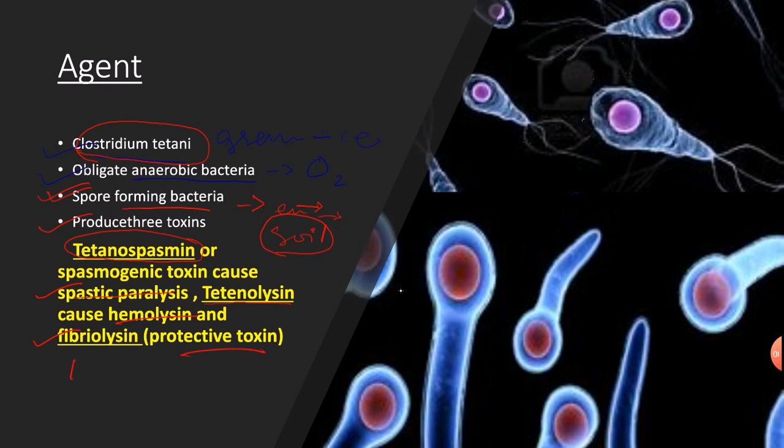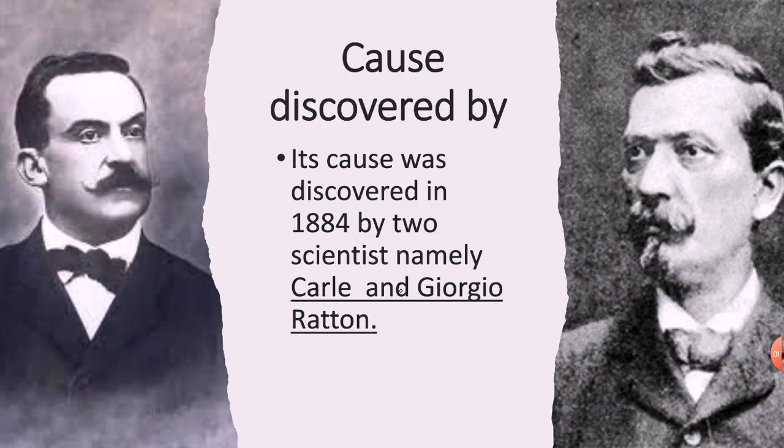Basically, it is an exotoxin. It produces the toxin by rupturing the vegetative form of its cell and cell wall. It ruptures and releases the spores and toxins out from it. So therefore, it is an exotoxin, right? Its cause was discovered in 1884 by two scientists, Carle and Giorgio Rattone. These are the two scientists who discovered its cause.